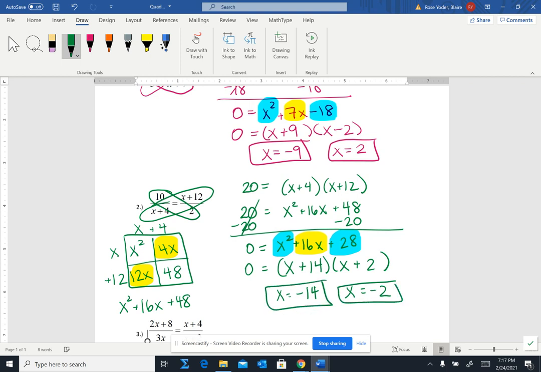And then again, I didn't give you any sort of context, so both of those answers were good to go because neither one is representing any sort of side lengths in a geometric context.